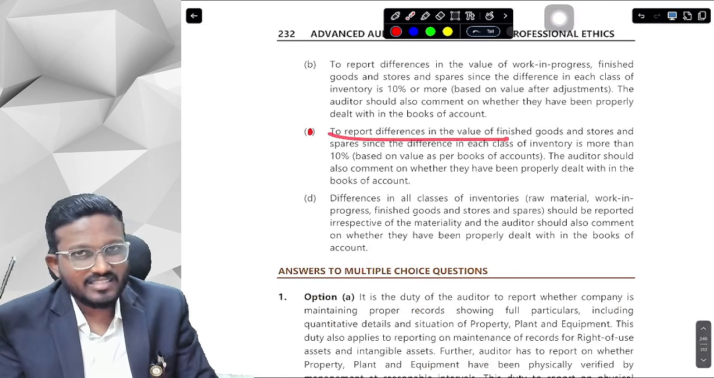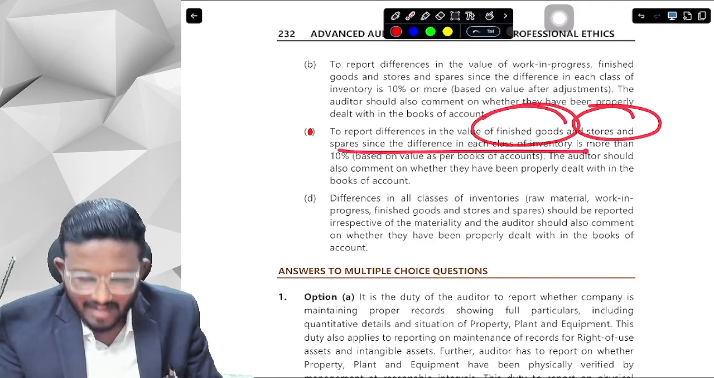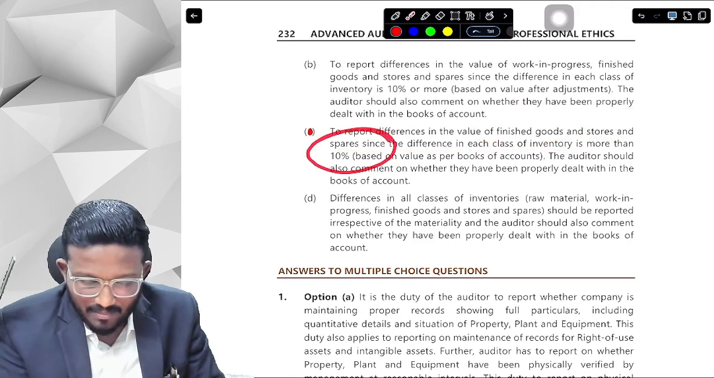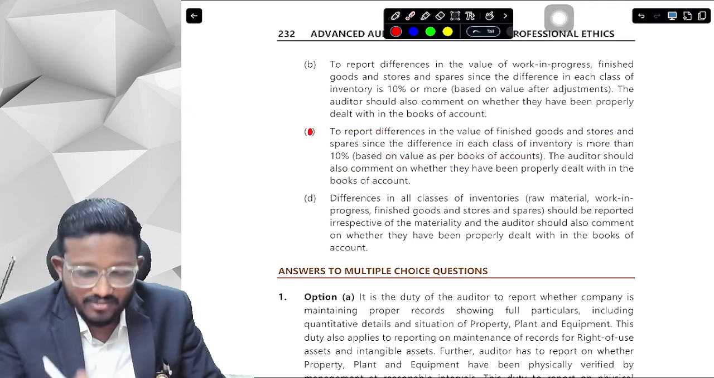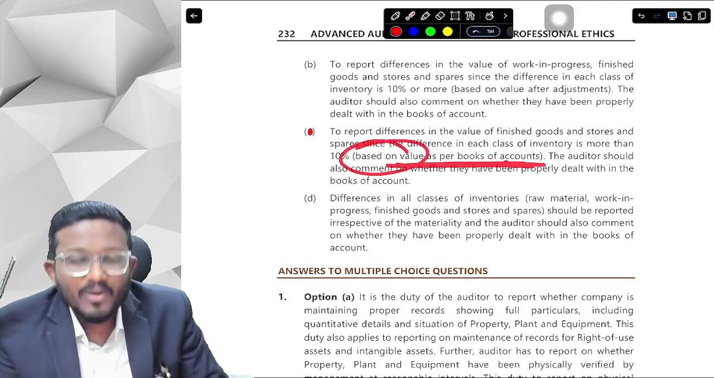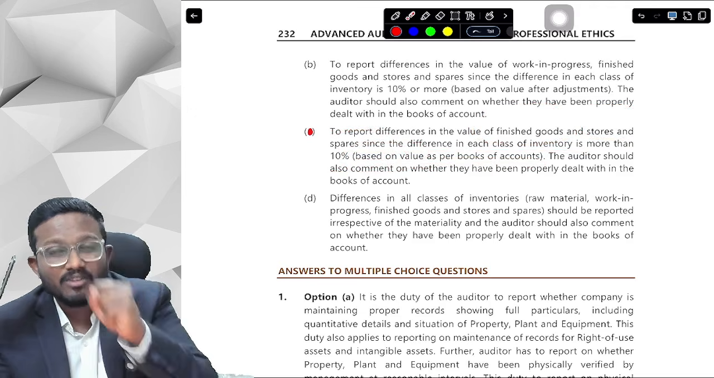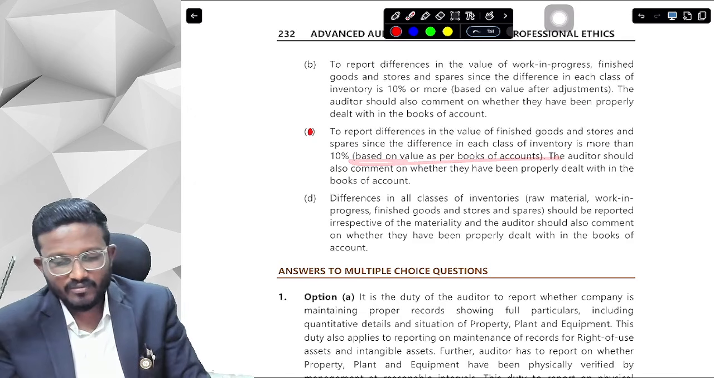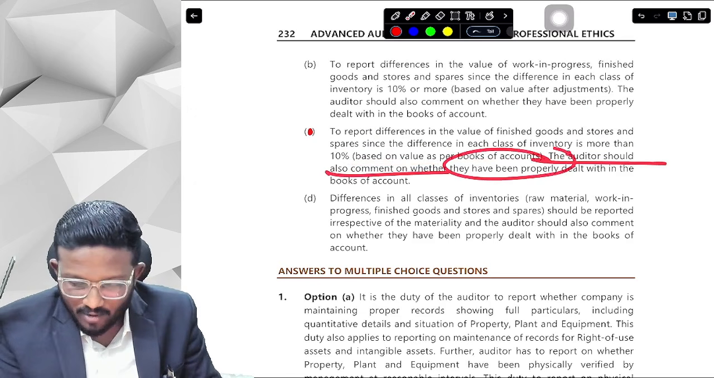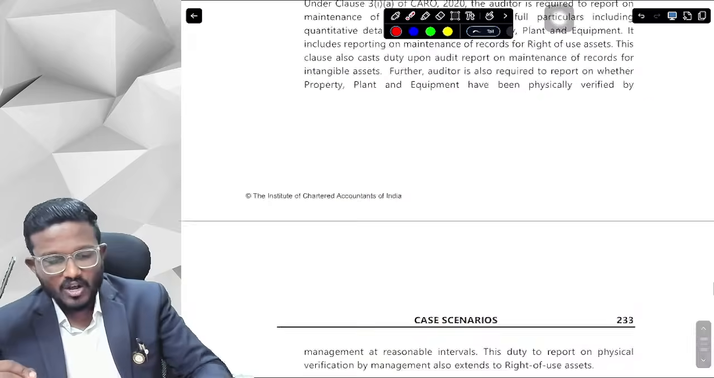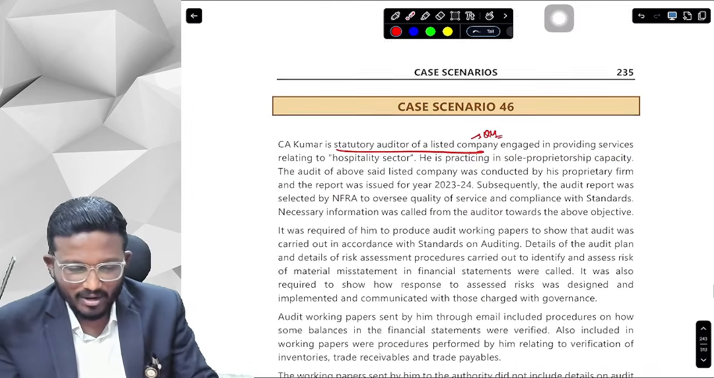So here we are trying to say that we need to report the differences in value of finished goods and stores and spare parts. Since this difference is 10% based on, because in MCQ it is always written that it is based on value as per books of accounts. The difference is based on value as per books of accounts. We need to comment whether they have been properly dealt with in the books of accounts or not. Okay, yes sir, this was your case scenario number 45.